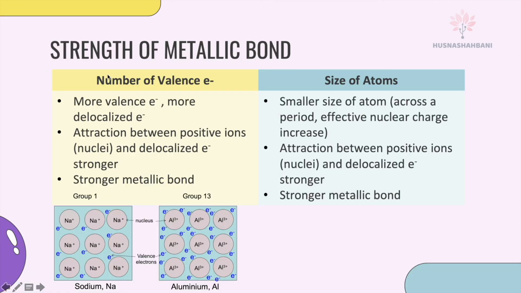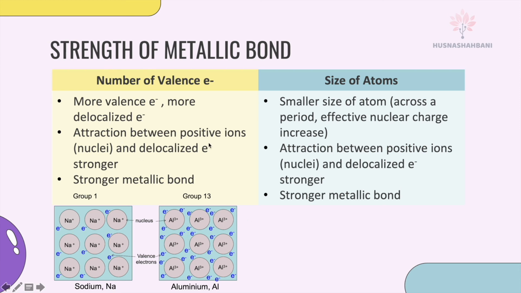The strength of a metallic bond depends on the number of valence electrons and the size of the atoms. When you have more valence electrons, you have more delocalized electrons. For example, here you have sodium atom, group 1, and aluminium atom, group 13. So group 13 has 3 valence electrons, sodium group 1 has 1 valence electron.